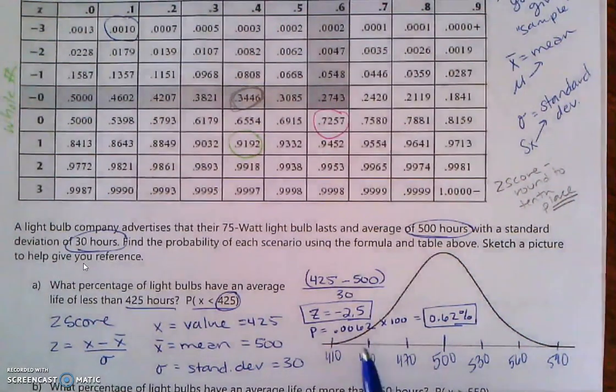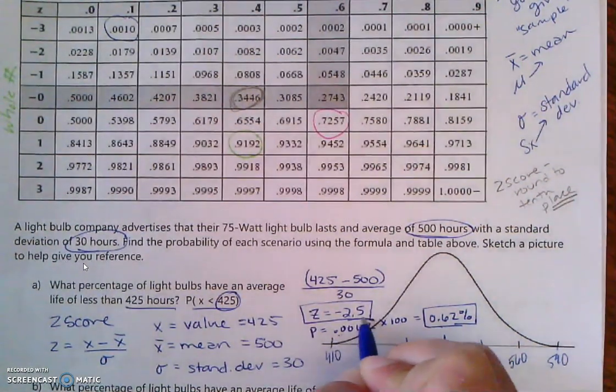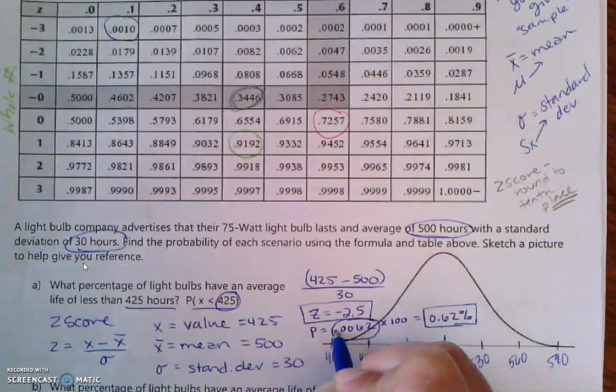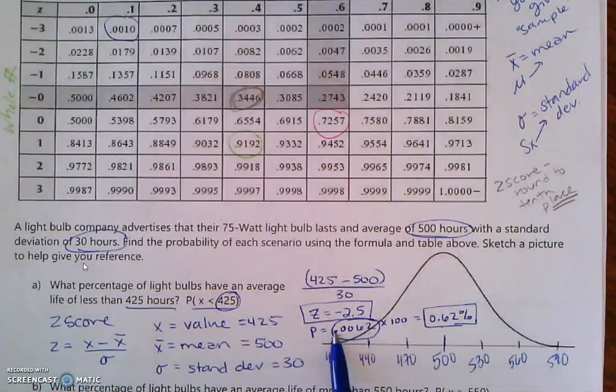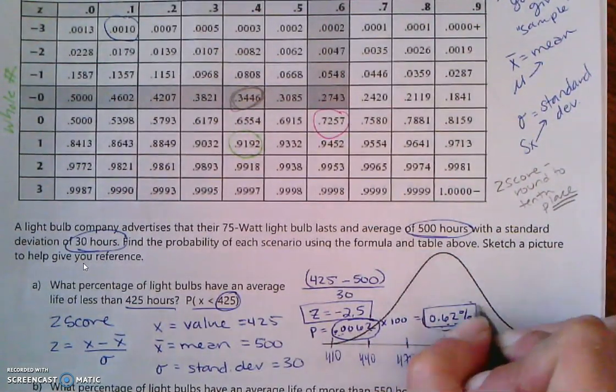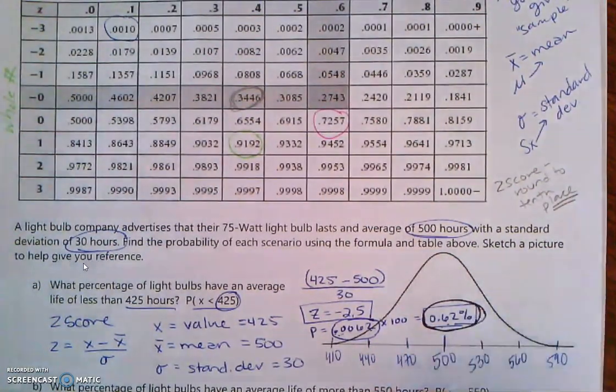For other teachers, just ask your teacher if they'd rather you give the decimal or change it into a percent. I'm not sure what every teacher will choose. So you could give 0.0062, or you can give the percentage of 0.62. So for my class, this is your probability.